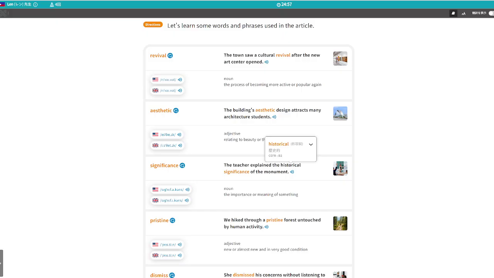Revival. So revival is a noun, means the process of becoming more active or popular. Again, I'll play the sample sentence. The town saw a cultural revival after the new art center opened. Okay, do you want to make a sentence with the word revival, or do you want to move to the next word?